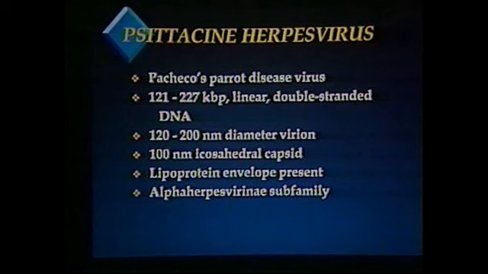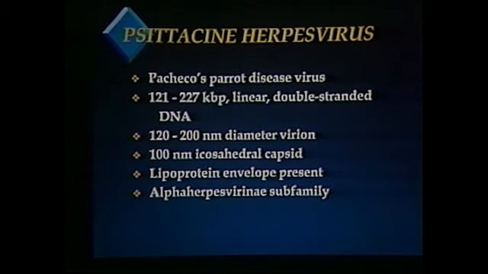Herpes viruses are approximately 120 to 200 nanometer diameter virions. They are an enveloped virus, and the lipoprotein envelope is derived as the virus buds from the cell membrane. These viruses replicate within the nucleus and will cause intranuclear inclusion bodies. The DNA is approximately 121 to 227 kilobase pairs. It is double-stranded and in a linear configuration.